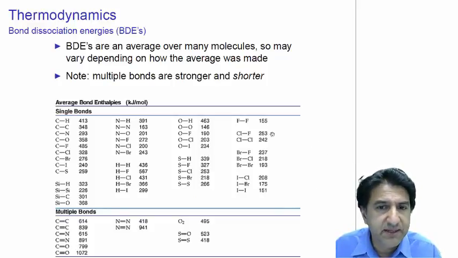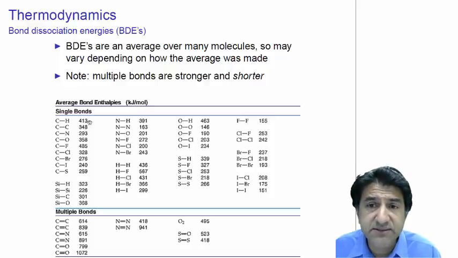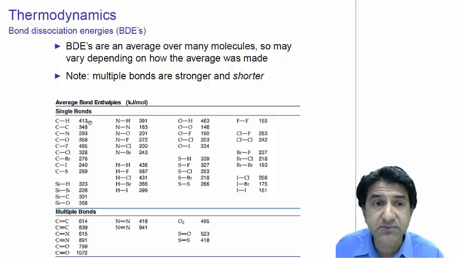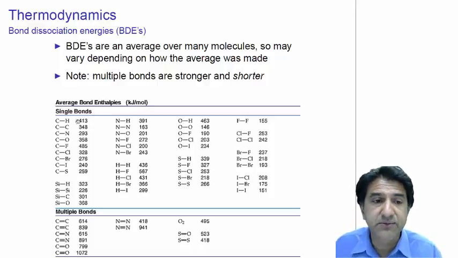Here's the table, separated into single bonds and multiple bonds, and the units of all of this are kilojoules per mole. Let's look at the single bonds first for carbon. So here we have the CH bond, 413 kilojoules per mole. That doesn't mean it's exactly 413 kilojoules per mole all the time in all the molecules. It's an average of the CH bond energy over different molecules. And here we have different energies calculated for a CC single bond, CN, and so on.